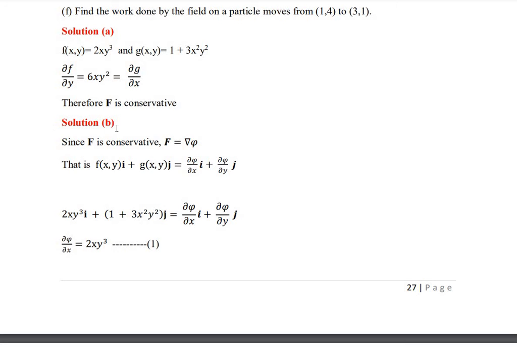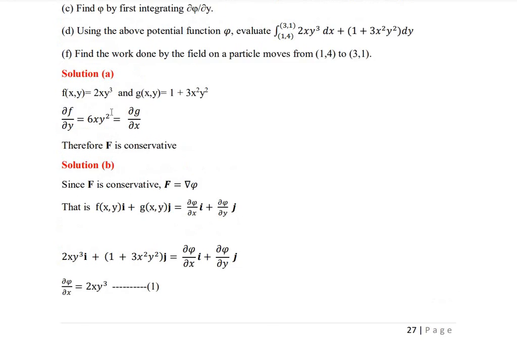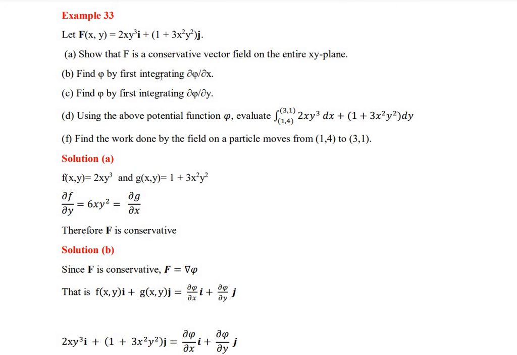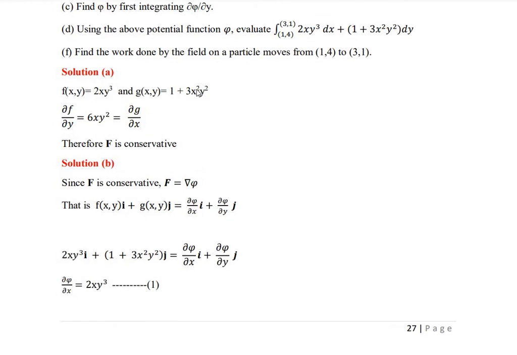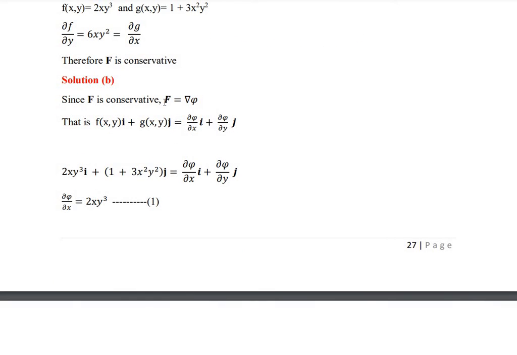Okay. So the next one is we want to find phi by first integrating ∂phi/∂x. So since F is conservative, F is equal to del phi. So what is F? F is f of x, y into i cap plus g of x, y into j cap. What is del phi? By definition it is ∂phi/∂x into i cap plus ∂phi/∂y into j cap. You know what is F here. So F is 2xy cubed into i cap plus (1 plus 3x squared y squared) into j cap.